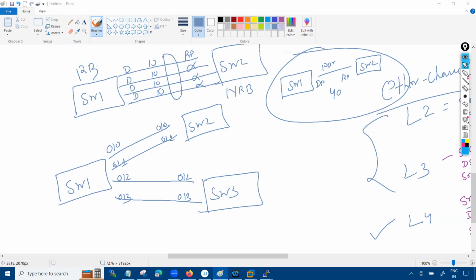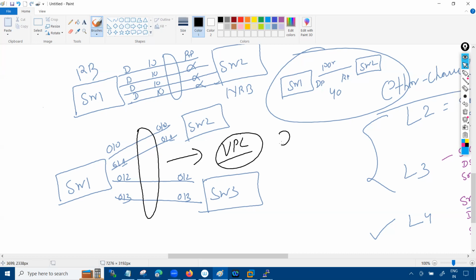Someone has a question: does EtherChannel work with more than two switches? That's why I mentioned it's not going to work. Make sure all the ports on switch one have connectivity with the same neighboring switch, not two different switches. In this case EtherChannel will not work. If you want to do this, the concept is called VPC, virtual port channel, which comes in the data center. It's the most important topic of the data center.